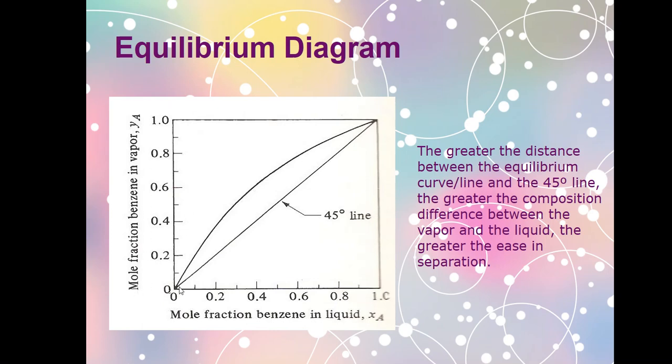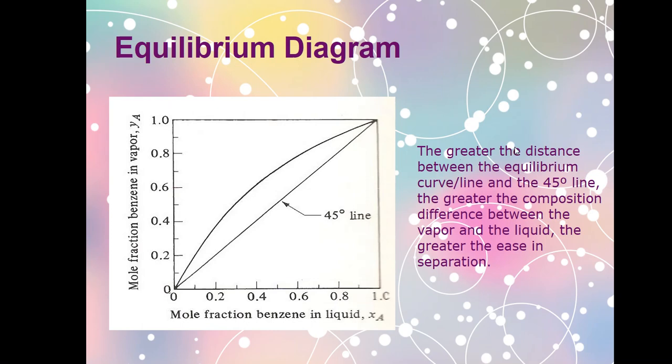Now, alongside this curved relationship between XA and YA, you have this standard 45-degree line. It's written together with the curve. In distillation, we use this 45-degree line so we could properly illustrate the position of our operating lines for the enriching and the stripping sections, which I will be pointing out to you later in the slides.